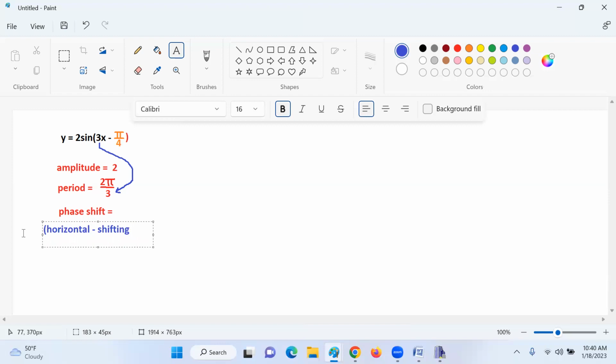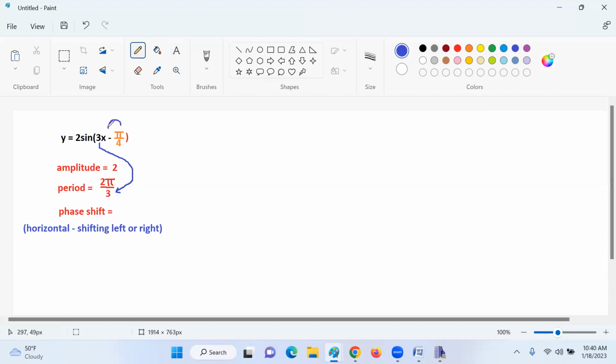Everybody knows that shifting of x means shifting to the left or right. Are we good? Does it make sense for you guys? The phase shift is the horizontal shift, meaning we're shifting the index of x either on the left side or the right side. So the pi over 4 has to go with the x, so we have to shift the x index, either on the left side or the right side. Are we good?